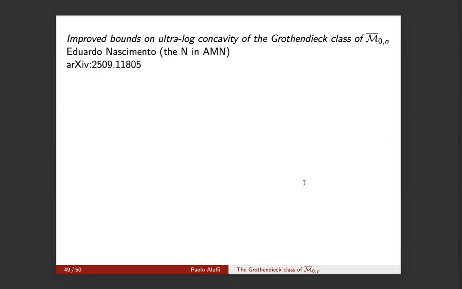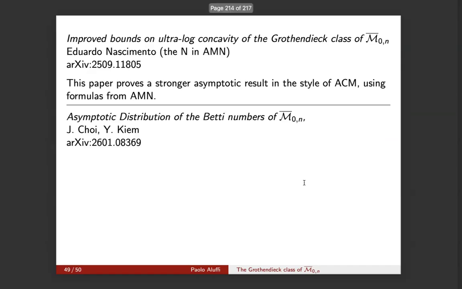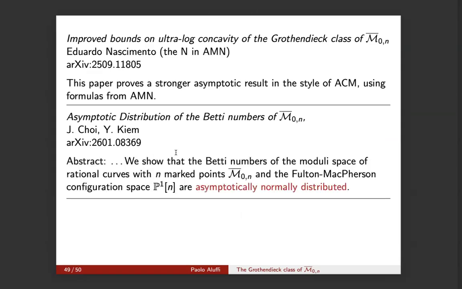Then Mike Watson and Nascimento was able to improve the asymptotics by using the new formulas. And very, very recently, this is from January 26, so a couple of weeks ago, there's this very beautiful paper, again by Choi and Kim, where they proved that the Betti numbers for the moduli space M0 n bar are asymptotically normally distributed, which is something that if you plot them, you start suspecting. If you plot the Betti numbers, you will find a nice bell curve that suggests that this might be the case. They were able to prove it, at least asymptotically.